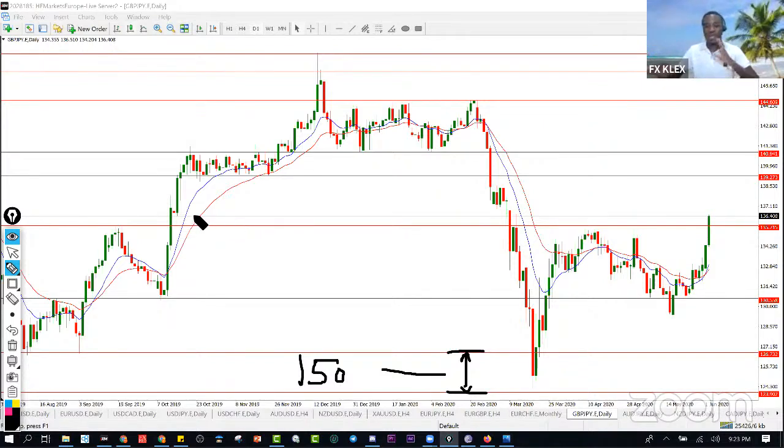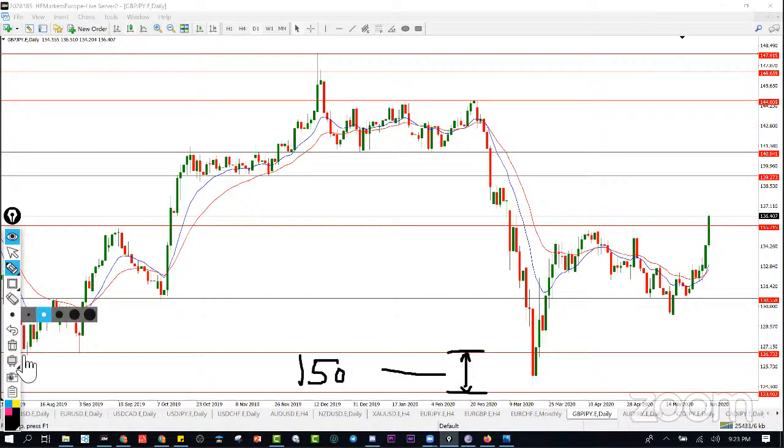Right here, I am on the British pound sterling against the Japanese yen. Actually, on some brokerage firms, the spread is much higher than on the major currency pairs. So on the British pound sterling against the Japanese yen as well, I can use the 150 pip distance. So this is what I'm trying to explain.